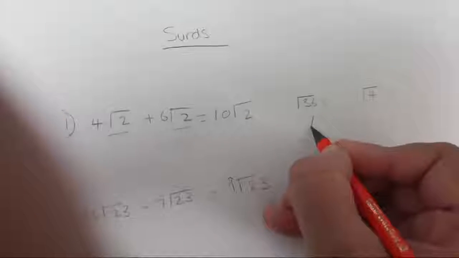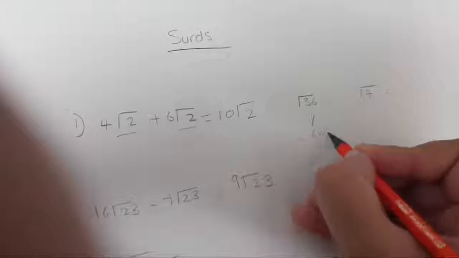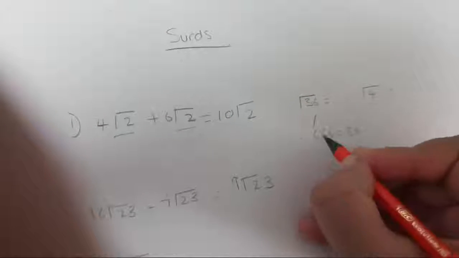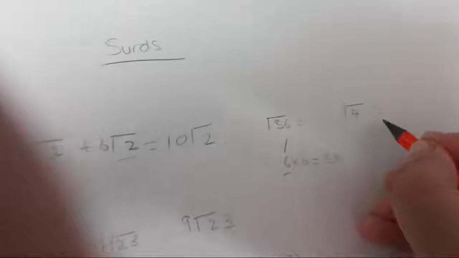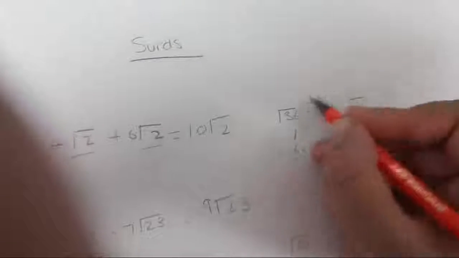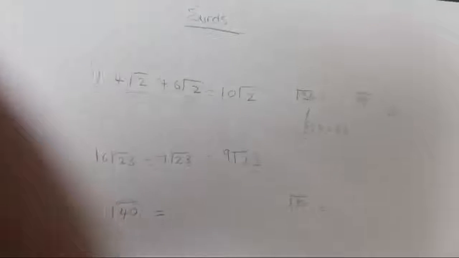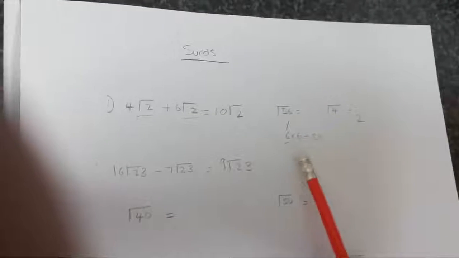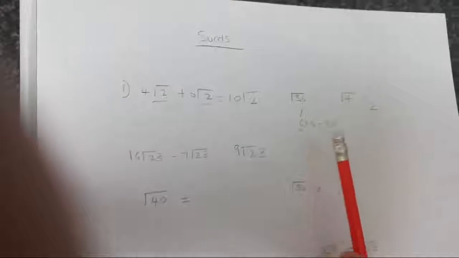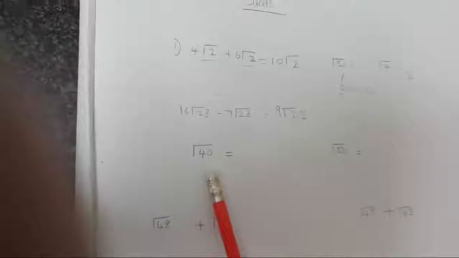So the square root of 36 is 6, because 6 times 6 equals 36. So your answer is 6. The square root of 4 is 2. So this is simple. You should have learned this in year 2, year 4 or year 5, because this is very simple. Now, whereas with surds, you cannot square root.